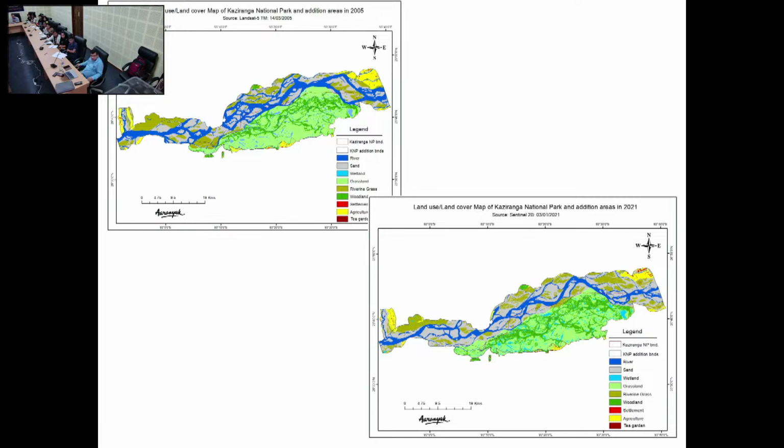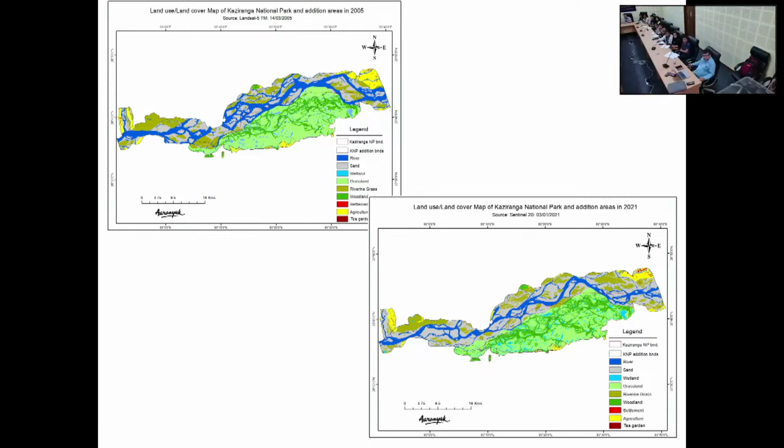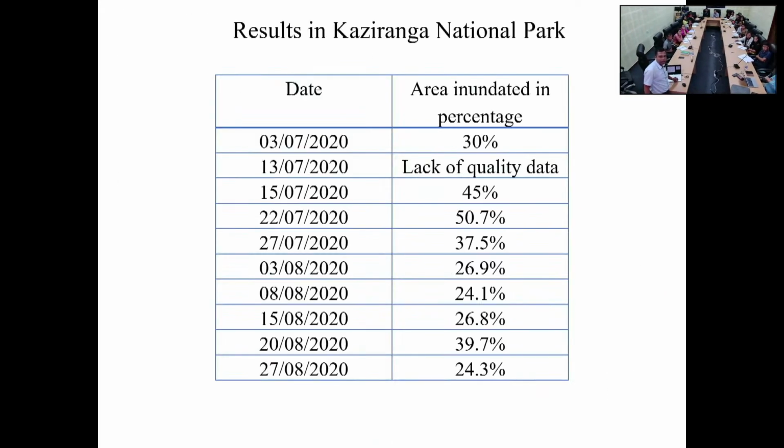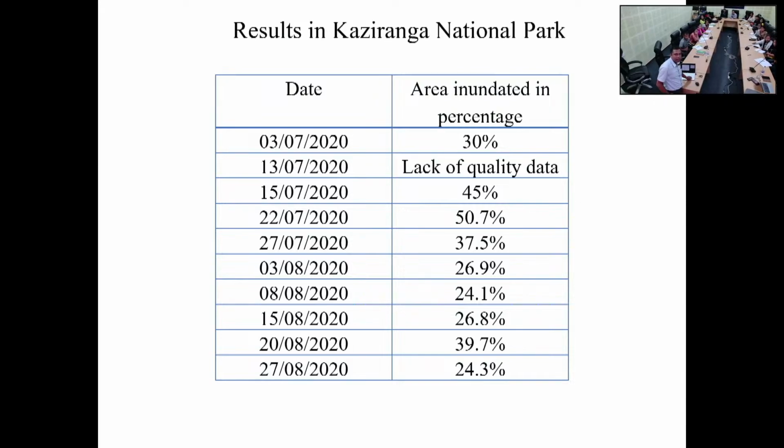So this is the status of Kaziranga National Park as well as the additions. This is only the core area, and these are some of the additions along the riverine landscape. This is just a land use land cover. Then every year we hear the news of Kaziranga National Park that animals are moving due to flood.